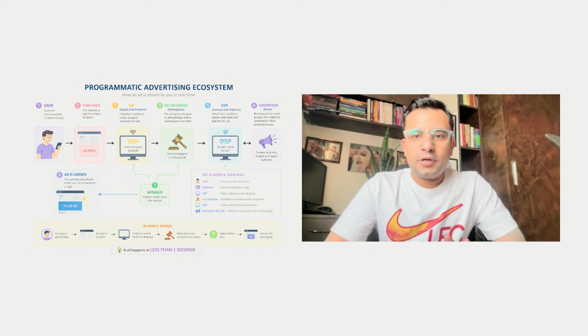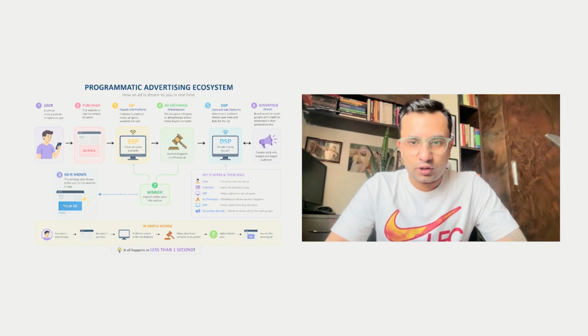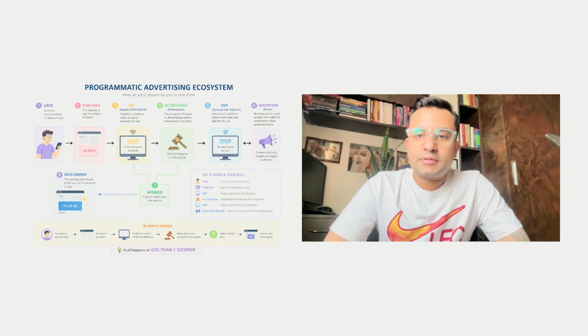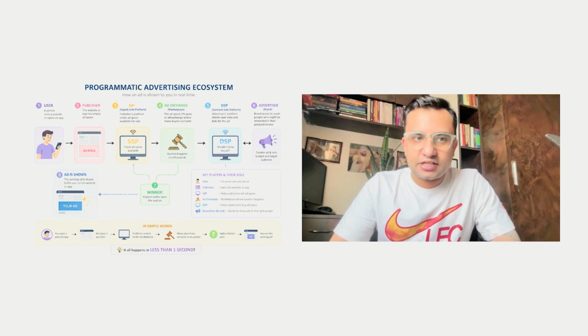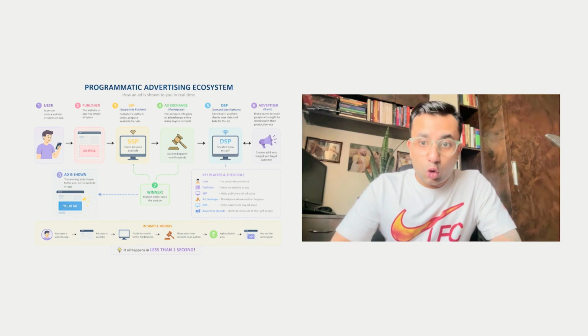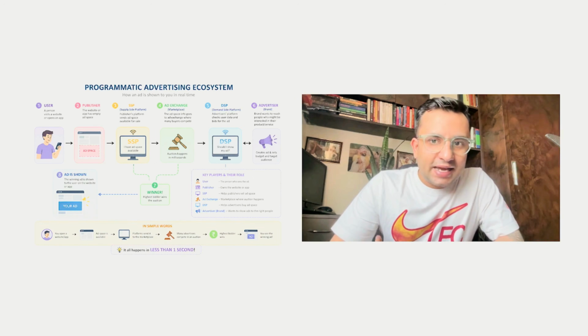So this is in simple terms how ecosystem for programmatic works. You can explain it word to word to your person who is taking your interview. You can say a person visits a website, okay? Then there is an empty ad space on a website. Whenever you visit a website, you see an empty ad space, right? So the publisher or the owner of that website has empty ad space.